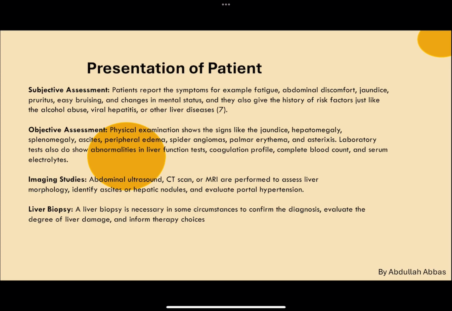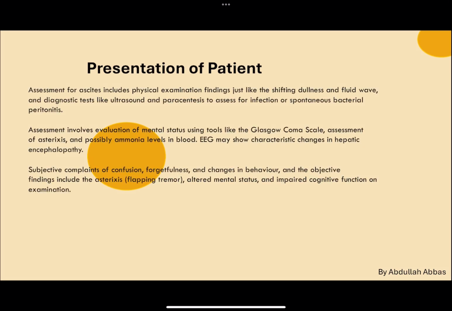And for liver biopsy, a liver biopsy is necessary in some circumstances to confirm the diagnosis, evaluate the degree of liver damage, and inform therapy choices. And assessment for ascites includes physical examination findings like shifting dullness and fluid wave, and diagnostic tests like ultrasounds. And assessment involves evaluation of mental status using tools like the Glasgow Coma Scale and some subjective complaints of confusion and forgetfulness and impaired cognitive function on examination.